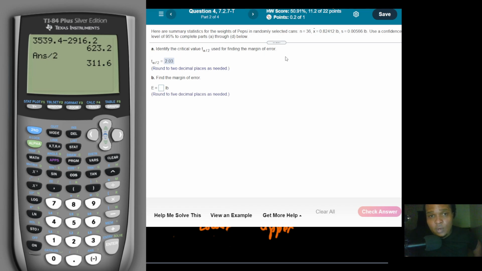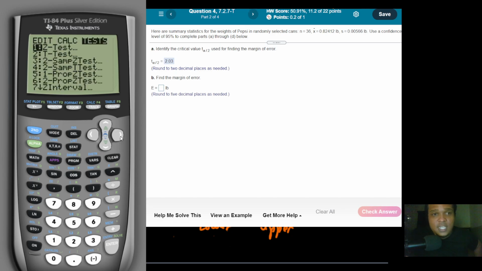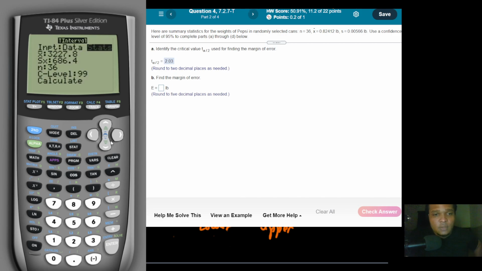Okay, same routine. We're going to find our E. We're going to write down that confidence interval. Let's go to our trusty calculator and just go straight to T interval. T interval is our best friend in this section. Okay, stats. What is your X bar? What is your mean? Your mean is going to be 0.82412. Standard deviation is going to be 0.00566. Sample size 36. C level, confidence level 95. We're in business. Hit enter again.